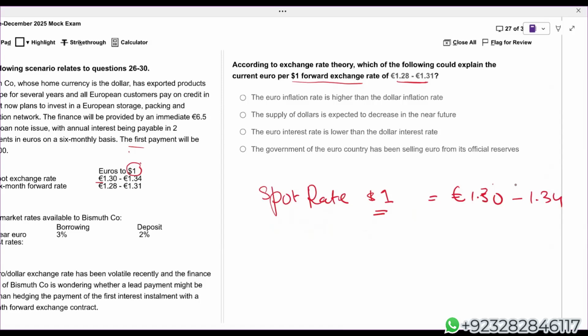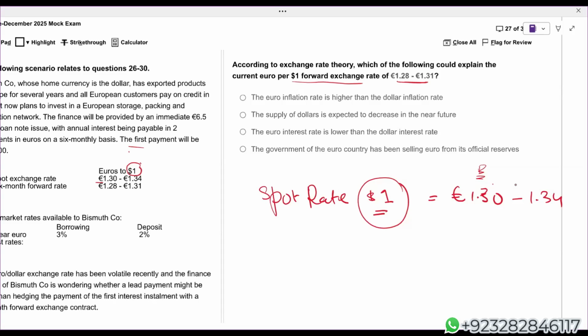But I just want to tell you one thing. Right now in $1, in case of buying, the rate is 1.30 for you. In case of selling, the rate is 1.34 for you.